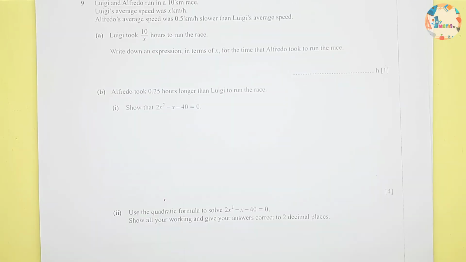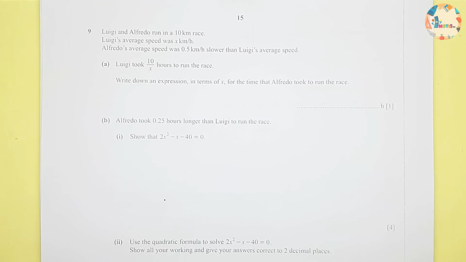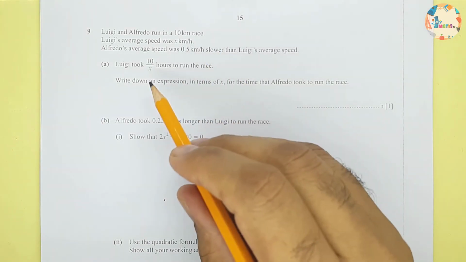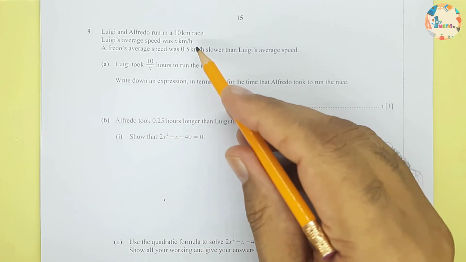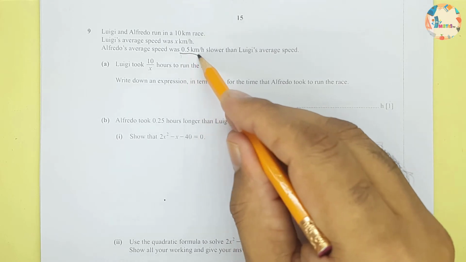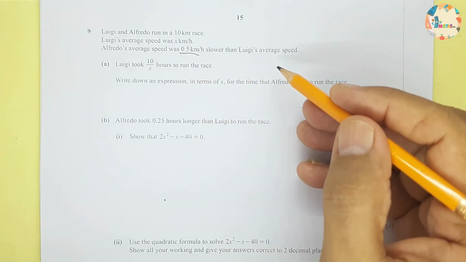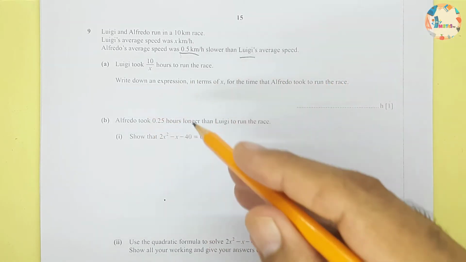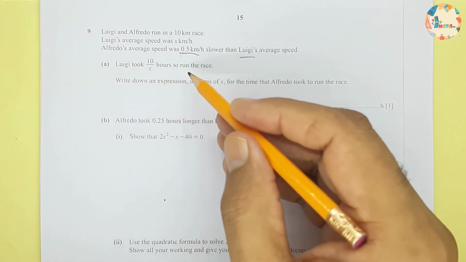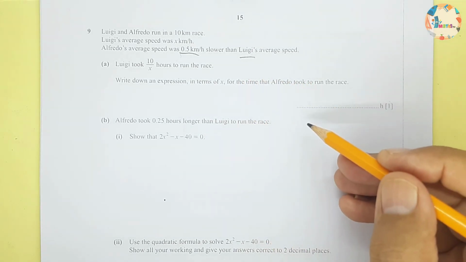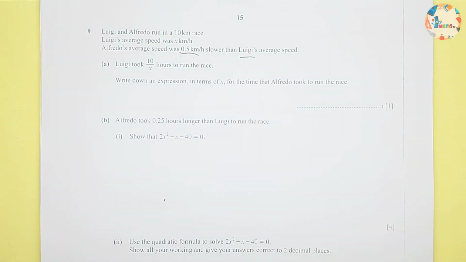Now question number 9. Luigi and Alfredo run in a 10-kilometer race. Luigi's average speed was x kilometer per hour. Alfredo's average speed was 0.5 kilometer per hour slower than Luigi's average speed. Luigi took 10 by x hours to run the race. Write an expression in terms of x for the time that Alfredo took to run the race.